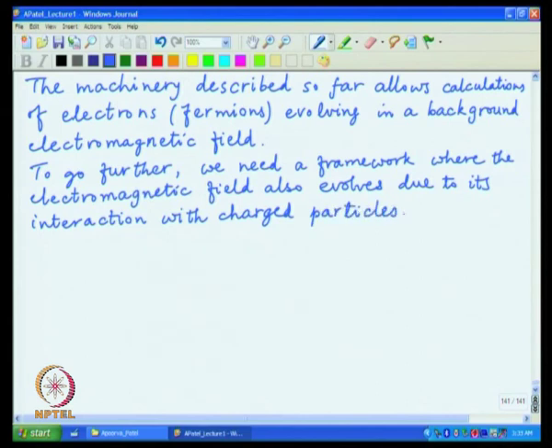Once we do that, we will have both the electrons and the photons becoming dynamical degrees of freedom, and then we have a complete theory of quantum electrodynamics. The ingredients for making photons dynamical we already have, those are the Maxwell's equations, and we will now see how to include Maxwell's equations and its own framework in this propagator theory in the next lecture.